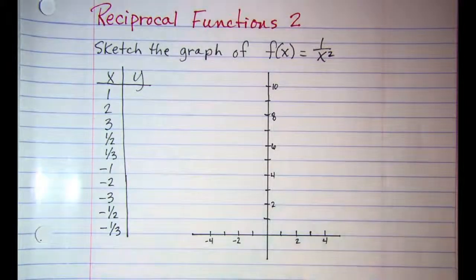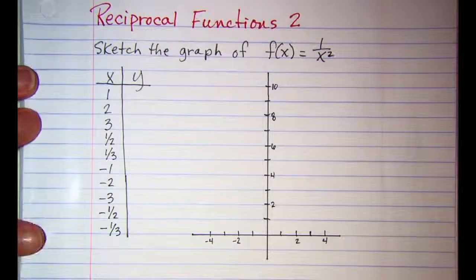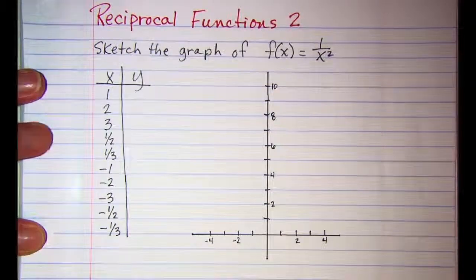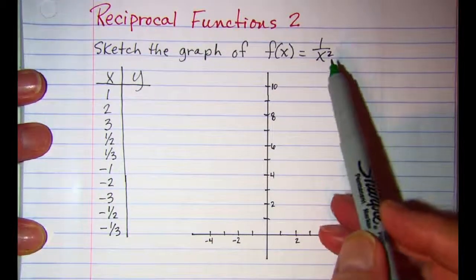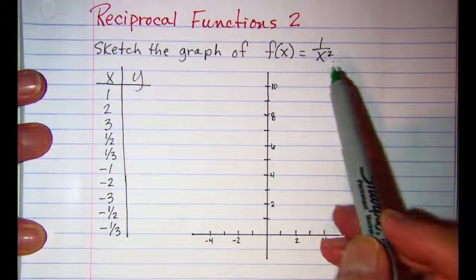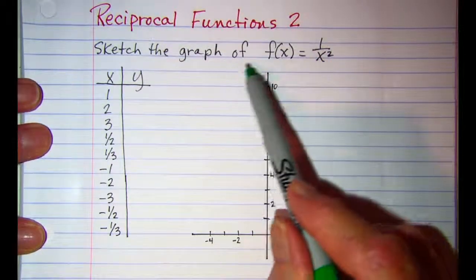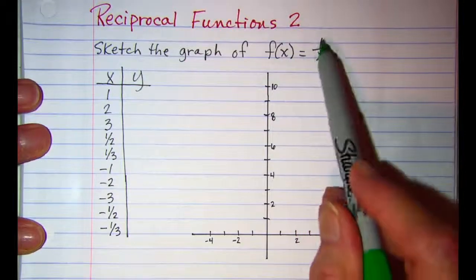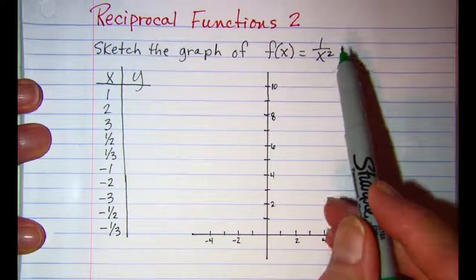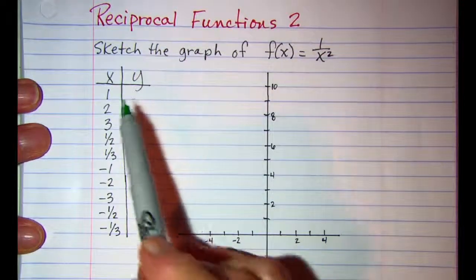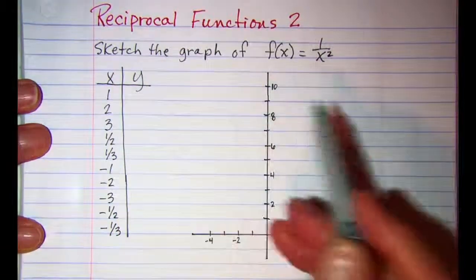In this video, we will be looking at the graph of reciprocal functions, specifically when the denominator is squared. Our first example is sketch the graph of f of x equals 1 over x squared. So for this main function, let's plot points and see what it looks like.